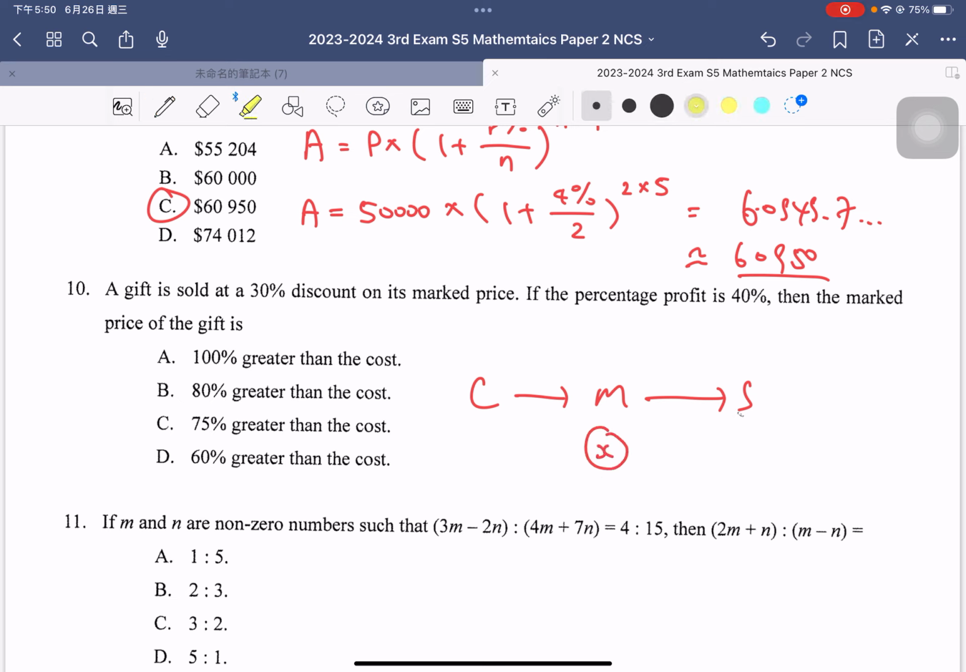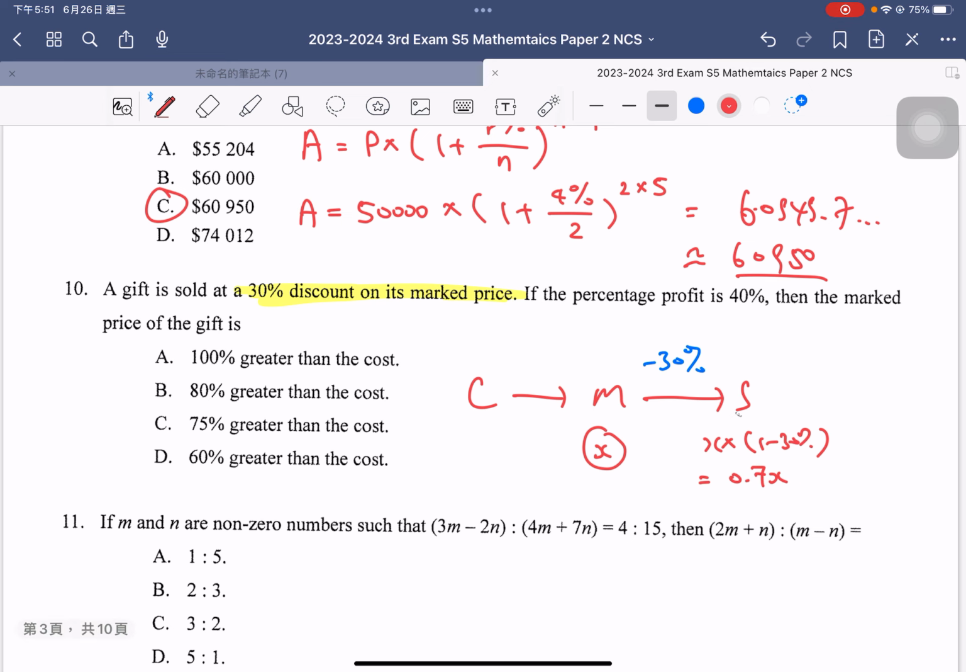From the first sentence, we have a 30% discount on the market price. So the discount is actually happening between the market price and the selling price. So we can write here negative 30%. So the selling price, when you follow through the arrows, is going to be times, isn't it? So now I have X times 1 minus 30%. So that's going to give you 0.7x.